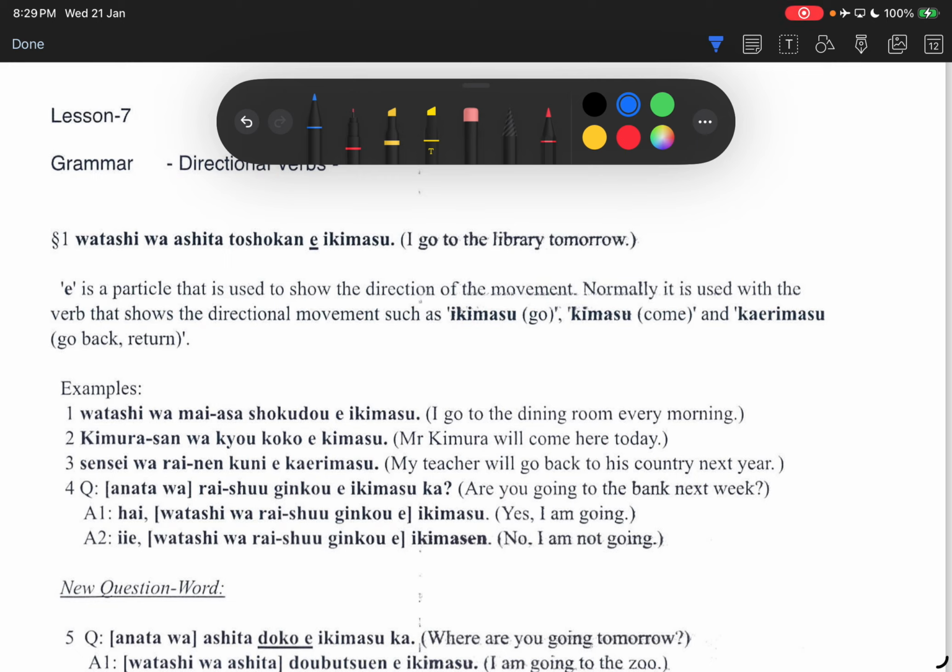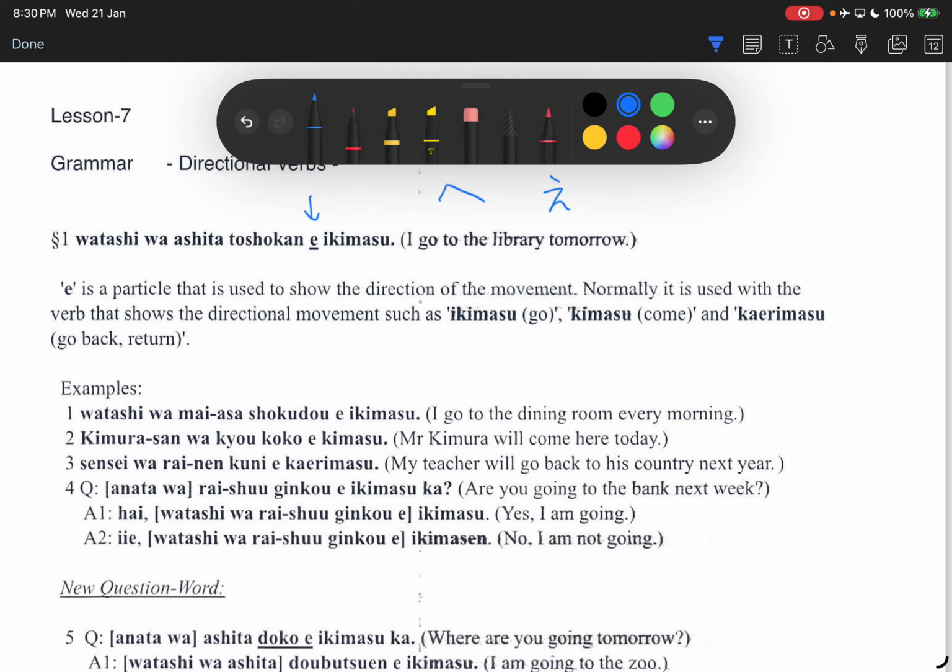Okay, so over here we learn this directional verb. Number 1. 私は明日図書館へ行きます. Right, so now we learn this new particle called へ. It is written like the HE, but pronounced as just E. So what is the difference between the ordinary E and this E? Remember in the first lesson I told you guys. One is one, right? And one drags out a longer sound.